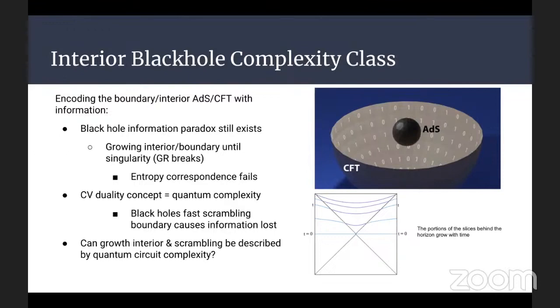So basically, there's a theoretical physics concept called CV duality. They're trying to combine quantum complexity systems with black holes, or a correspondence between the AdS/CFT with that. So in the next session, could quantum circuit complexity help us understand that interior and the scrambling of that boundary?